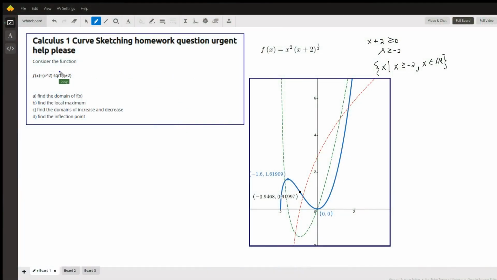Okay, here we go. You'll probably want to pause the video here and there to take some notes, but we've got this function: x squared times the square root of x plus 2. Here's a picture that depicts what's happening.